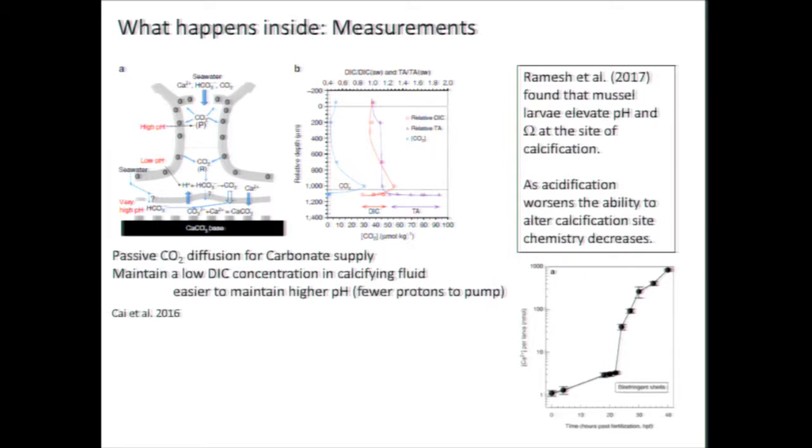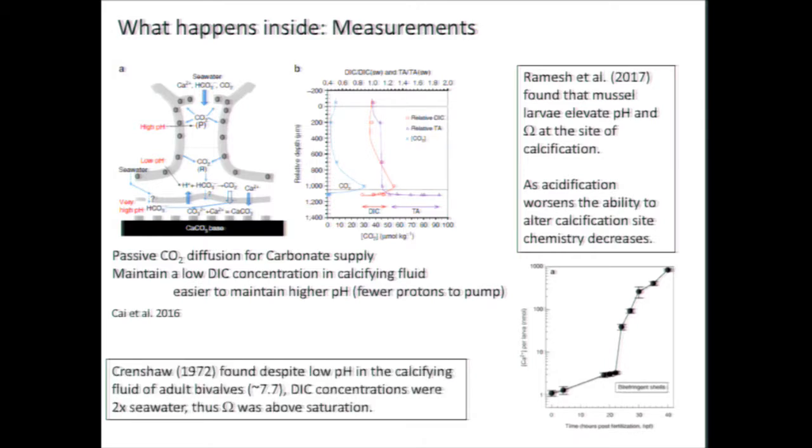This was a really nice paper on mussel larvae, and they found that the larvae do regulate or elevate the pH and saturation state at the site of calcification within these larvae. But as acidification worsens, that sort of goes away very quickly. And this is just from that paper. This is showing the amount of calcium in the shell over time. And you'll see, and I'll talk more about this rapid calcification that occurs during early development.